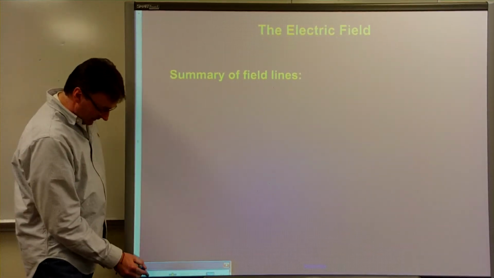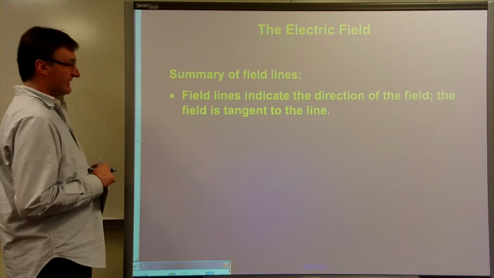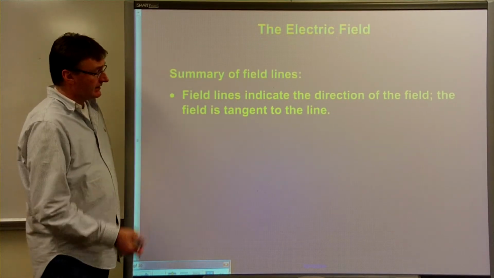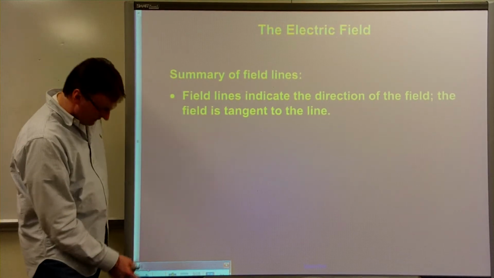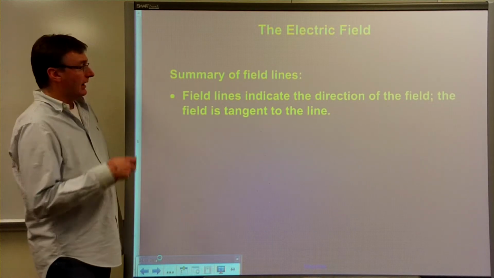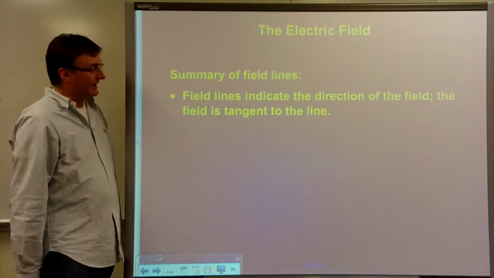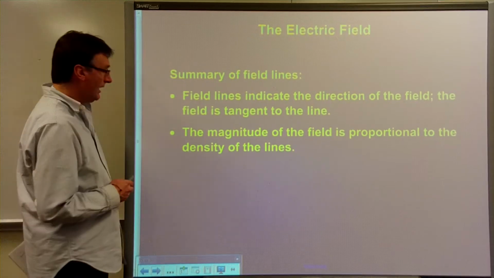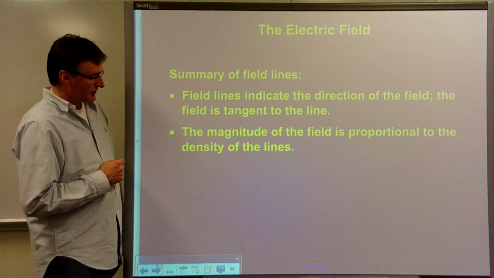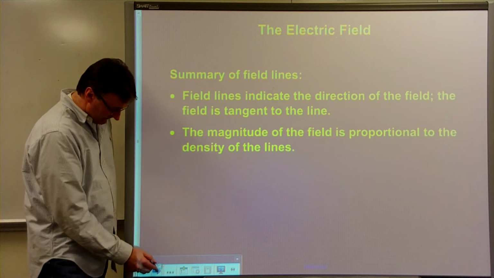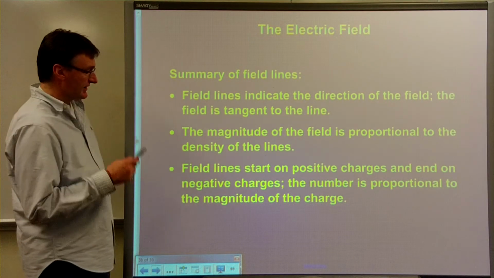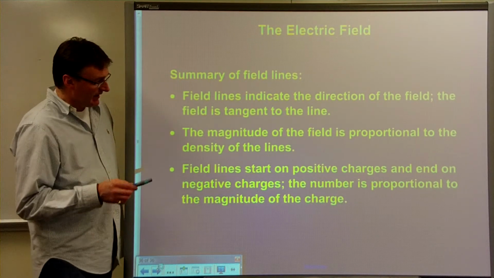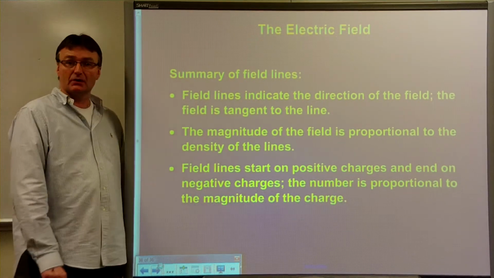So if we summarize the field lines then, they indicate the direction of the field, and the field would be tangent to the field line. And the magnitude of the field is proportional to the density of the lines. And lastly, field lines start on positive charges and end on negative charges. So the number is proportional to the magnitude of the charge.